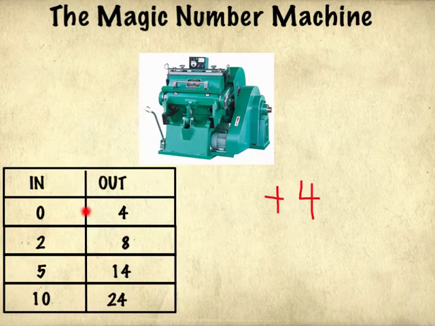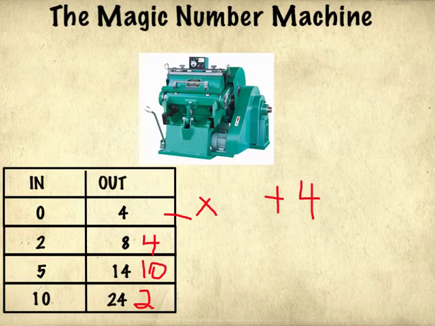But anything times 0 is going to equal 0. So I'm betting that there's a multiplication in here too. It'll be in times something plus 4. Let's test that. So if I start with 8 and I take away the 4, I'm going to do that for all of them. Take away 4.